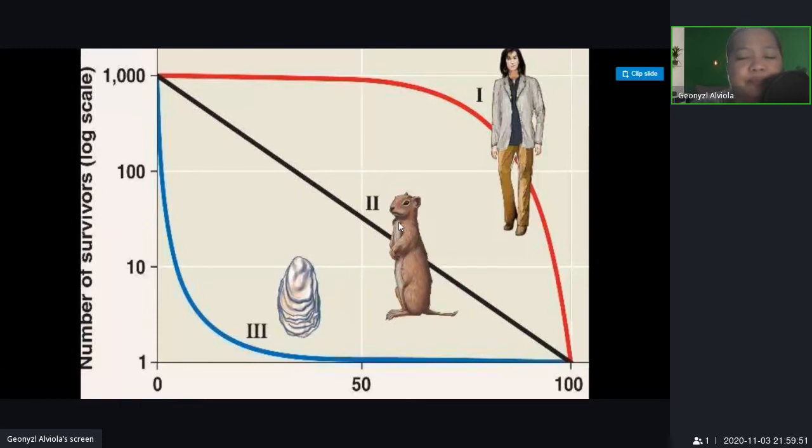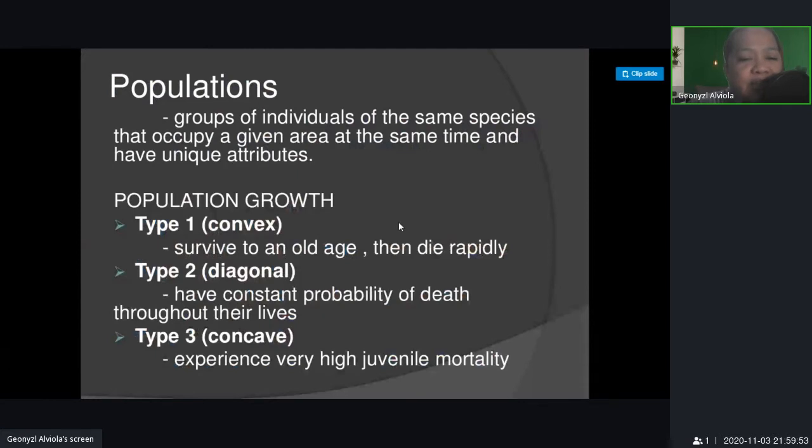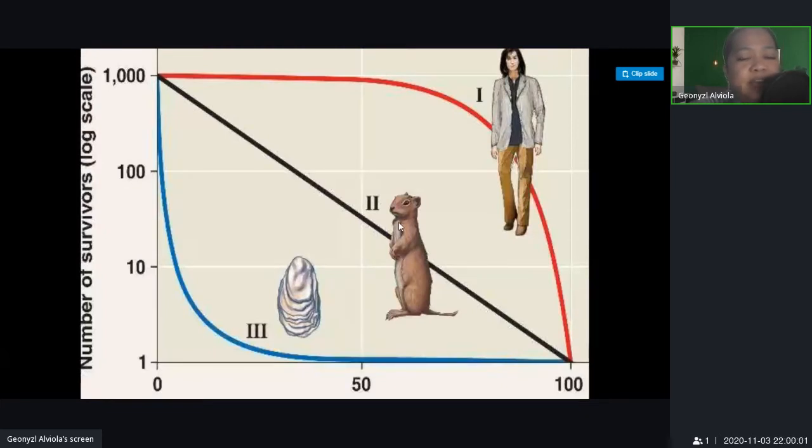In type 3, we have here concave, which experiences very high juvenile mortality. Why juvenile mortality? Because for the mussels, the larval stages are free swimming, and there will be instances that the larva of a certain mollusk will be eaten by large fishes and other corals. So there is a high probability that the juveniles could no longer survive in the aquatic environment.